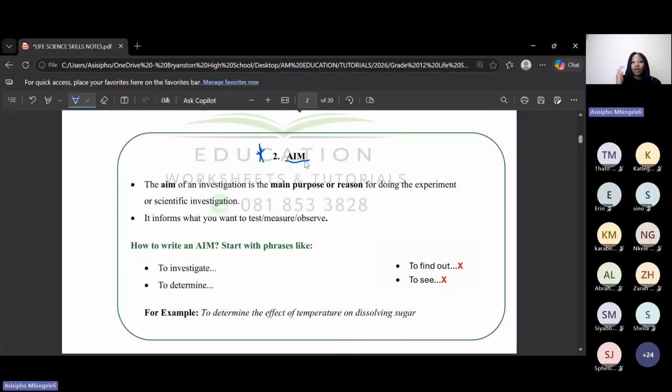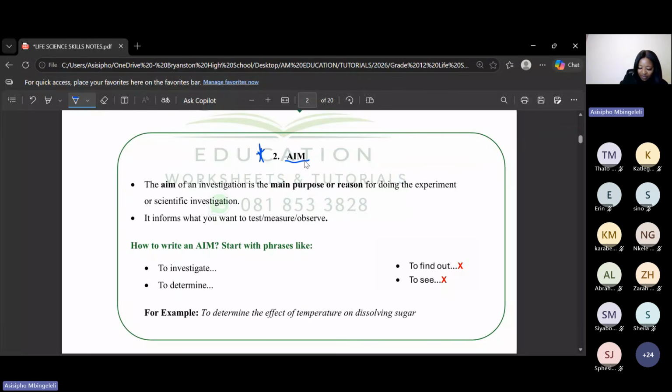The aim of the investigation will be given to you. I am 100% sure about this. Any investigation that you are going to be asked to analyze or asked questions on, the aim will be given to you. Sometimes they won't make it obvious, but most of the time, because they're realizing that students are failing investigations these days, they're making the aim obvious. Now, how are you going to know the aim and what is it?